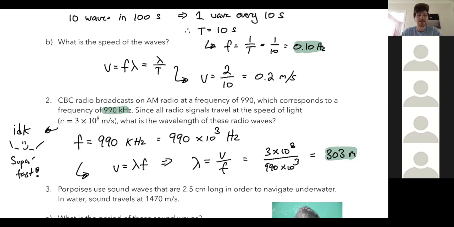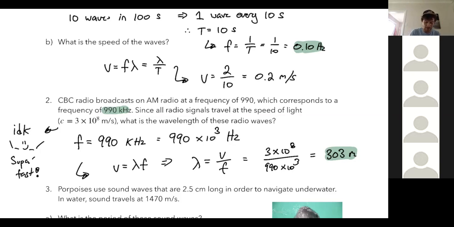And in water, sound travels at 1,470 meters per second. So yes, I was correct. Sound waves travel much faster in water as a medium versus air. In air, sound travels at 343 meters per second. But in water, it's like 4 times as fast, okay? So what is the period of these sound waves? That's a great question. Let's figure it out.